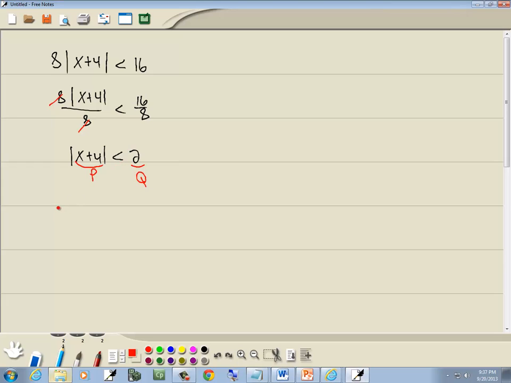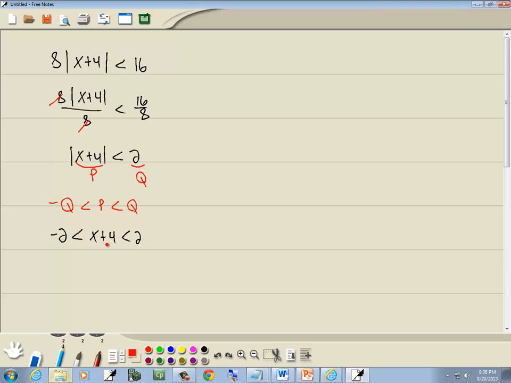This is a less than formula, which looks like this. We've got negative q is less than p is less than positive q. Now everywhere we have a p, we'll plug in x plus 4, and everywhere we have a q, we'll plug in 2. So we've got negative 2 is less than x plus 4 is less than a positive 2. Now we want to solve this three-sided compound inequality, and we'll go through our 4 steps for that.